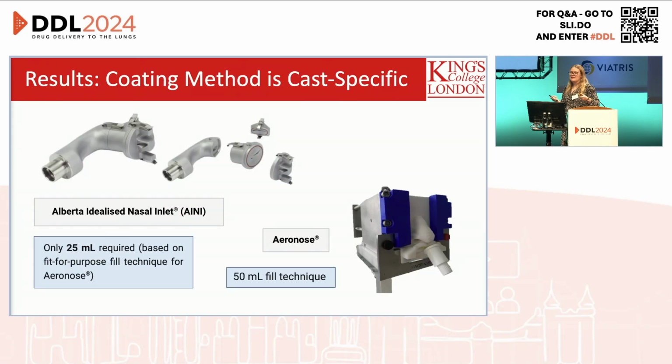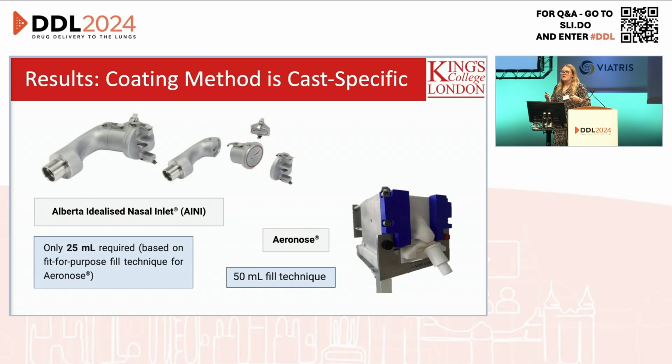So a bit about transferability. Like I said, this technique is specific to the Aeronose cast, which is here. I wanted to also have a look at a different cast, which I know is commonly used in the literature, which is the Alberta idealized nasal inlet. And what I found is when I tried to conduct the technique in the same way with this different cast, the 50 ml was too high of a volume to be added to this cast. It overflowed the cast. It clogged up all the intricate parts of the cast, which would later have an effect on how we conduct these regional deposition studies. So what I did was I halved the volume required and inputted this into the cast.